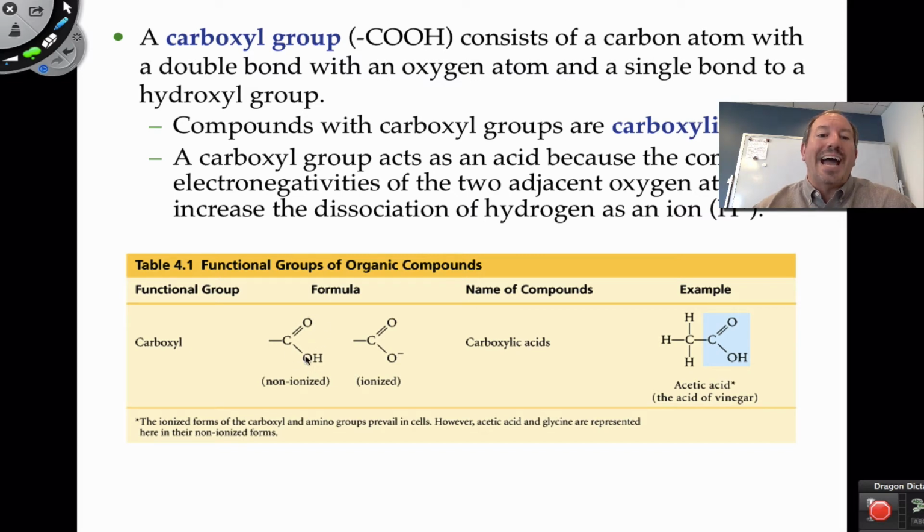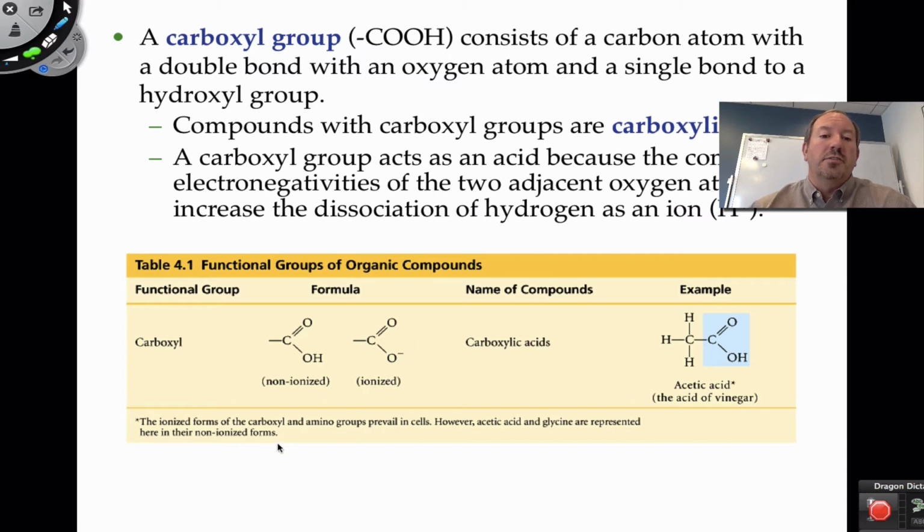It's considered to be an acid in this form because, as it turns out, all of these electrons in that oxygen make it favorable for this functional group to donate a proton. And something that donates a proton, you may recall, is acidic. It's not a strong acid, but nevertheless, it's considered to be an acid. And when it donates that, it becomes ionized. In other words, it loses a proton, so therefore it's negatively charged.